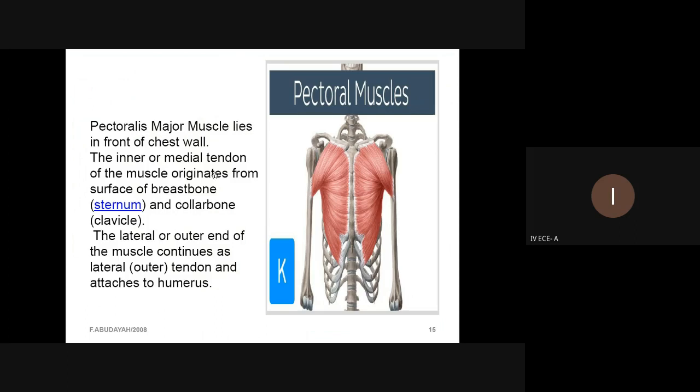The pectoralis major muscle lies in front of the chest wall. The inner or medial tendon of the muscle originates from the surface of the breastbone and collarbone. Okay, the outer end of the muscle continues as the lateral tendon and attaches to the humerus.